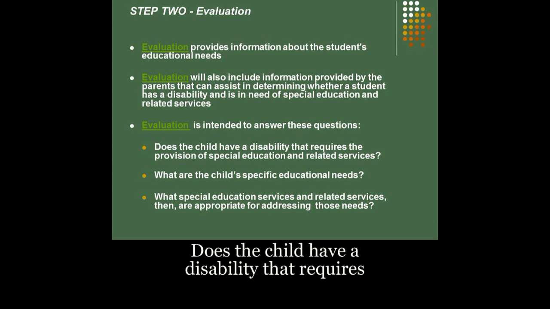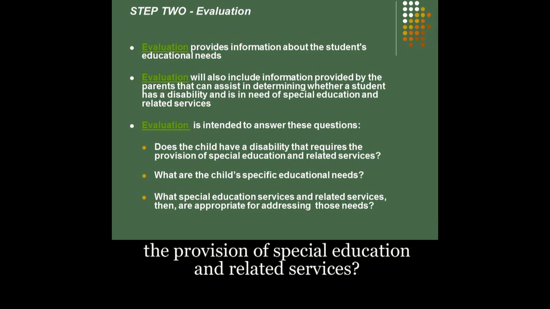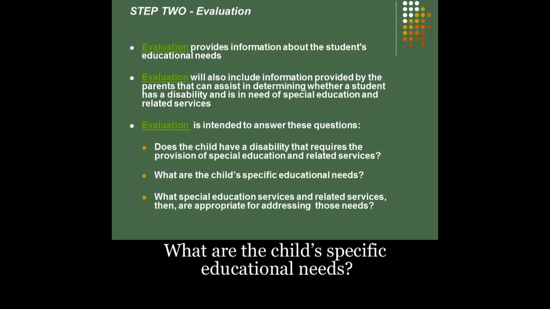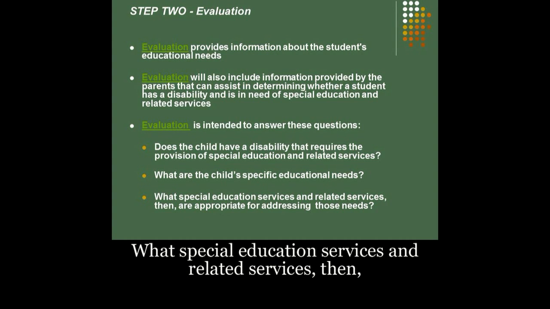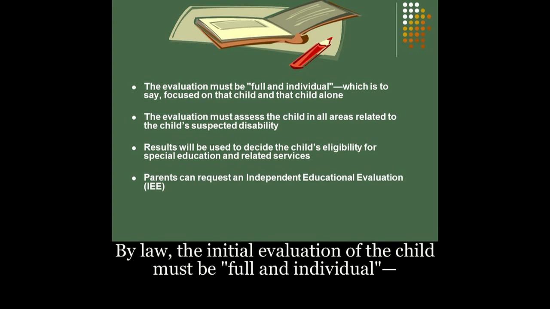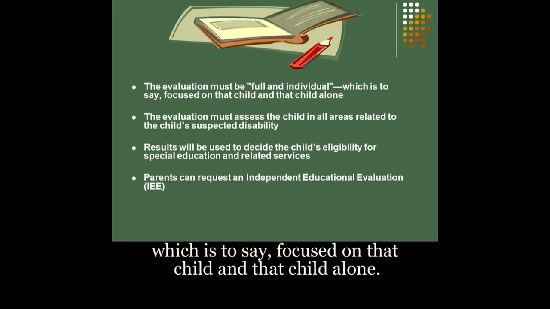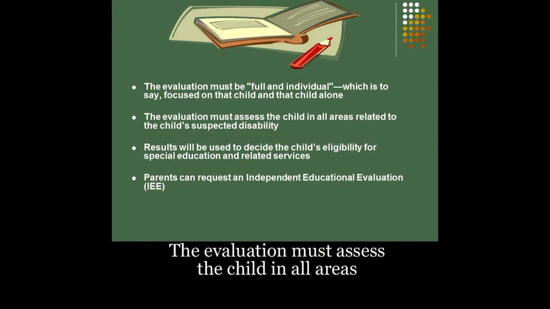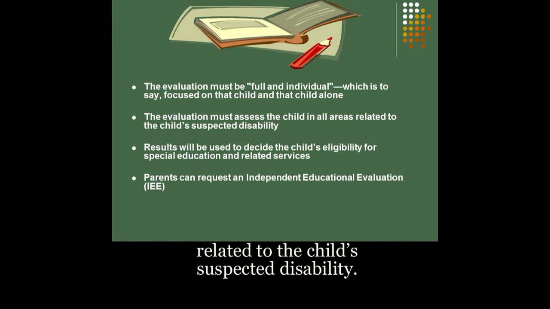Does the child have a disability that requires the provision of special education and related services? What are the child's specific educational needs? What special education services and related services, then, are appropriate for addressing those needs? By law, the initial evaluation of the child must be full and individual, which is to say, focused on that child and that child alone. The evaluation must assess the child in all areas related to the child's suspected disability.